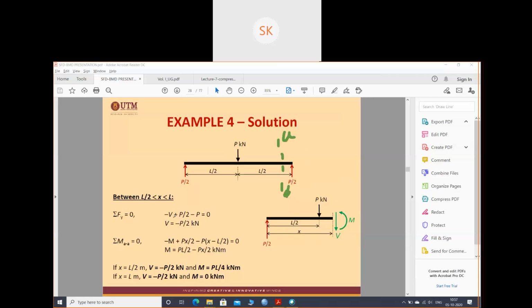Okay, so P by 2 minus P and minus V. If I take the summation of all the vertical forces, P by 2 positive minus P minus V will be negative. So I got V as minus P by 2. And moment means P by 2 into the whole distance x.